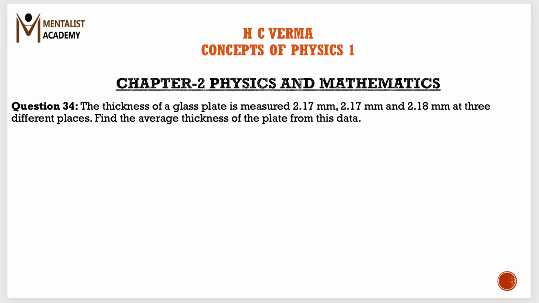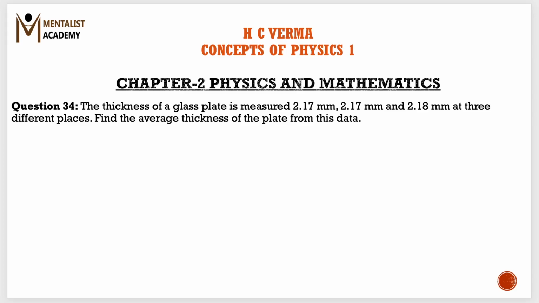We are doing question number 34 from H.C. Verma book Concepts of Physics 1 from chapter number 2 Physics and Mathematics. According to the question, the thickness of a glass plate is measured as 2.17 mm, 2.17 mm and 2.18 mm at three different places. Find the average thickness of the plate from this data.